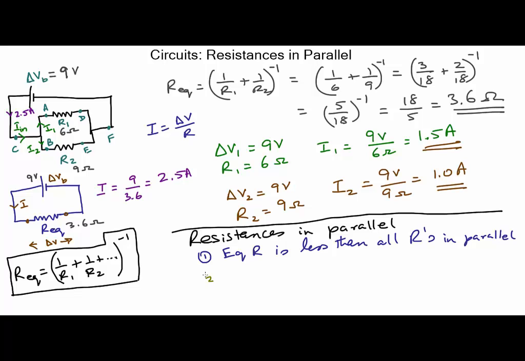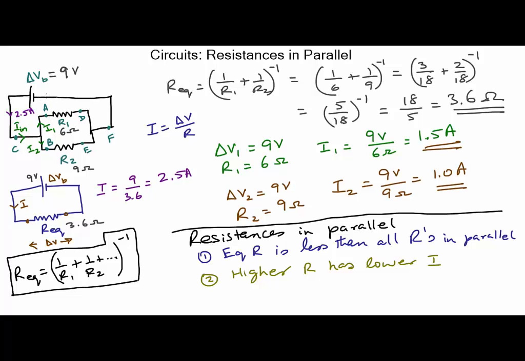The second thing you're seeing here is that for resistances in parallel, higher resistance has lower current going through it. Again, that's just a consequence of Ohm's law, but we see here that the 6 ohm resistance had a 1.5 amp current and the 9 ohm resistance only had a 1 amp current. Higher the resistance, lower the current through it when we have resistances in parallel, because the potential difference across them is the same. Lastly, let's quickly see if we can verify Kirchhoff's loop law in this case.